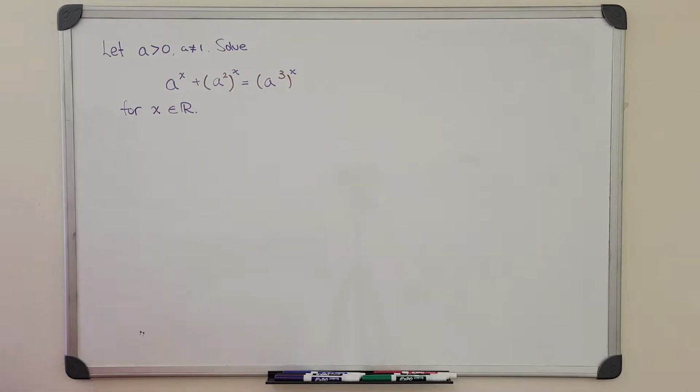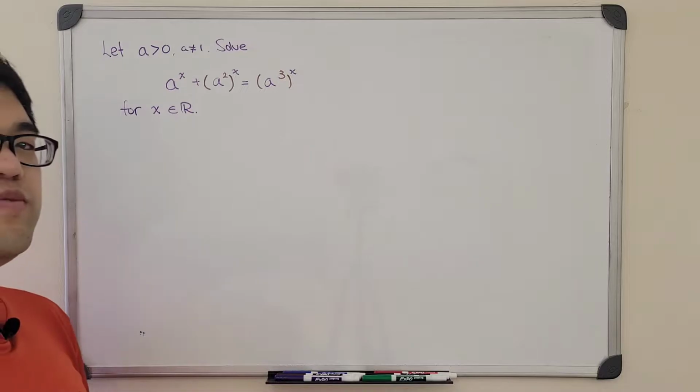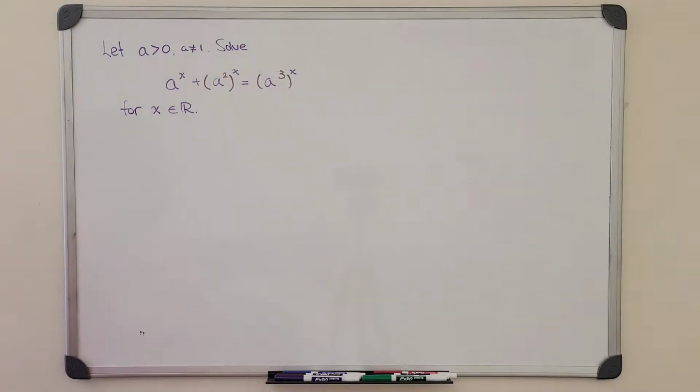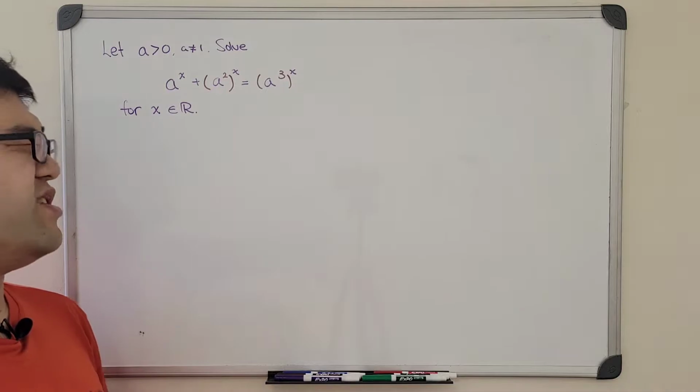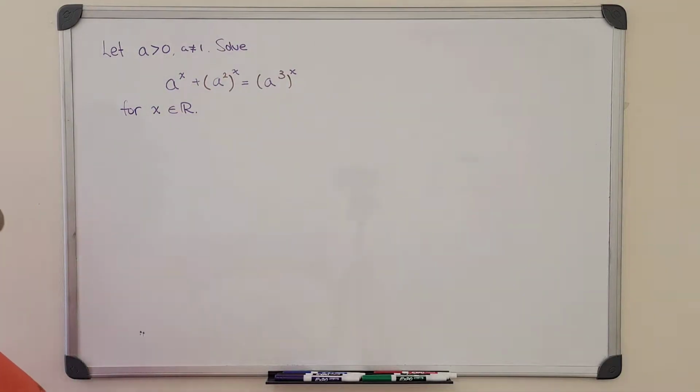So we're going to solve the following equation: a to the x power plus the quantity a squared to the x power equals the quantity a cubed to the x power, for the variable x that is just any real number. You probably have seen some other versions such as 2 to the x power plus 4 to the x power equals 8 to the x power, or something like 3 to the x power plus 9 to the x power equals 27 to the x power.